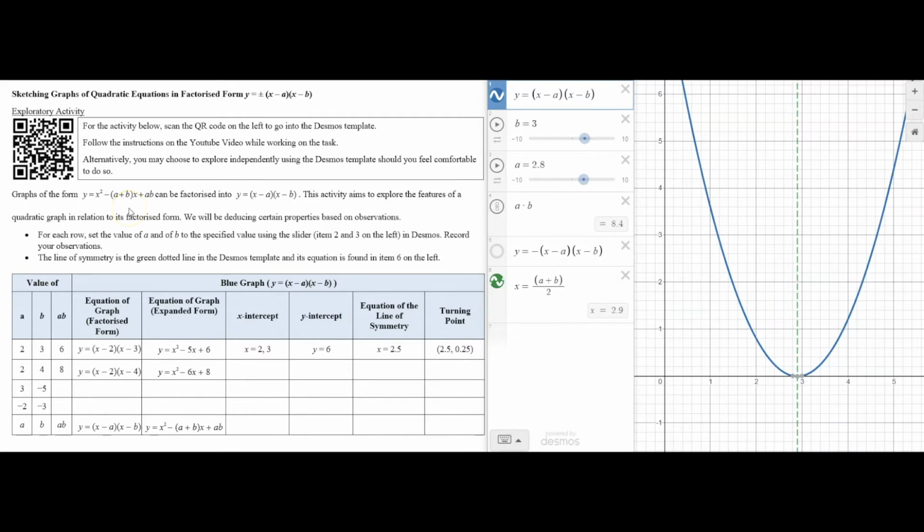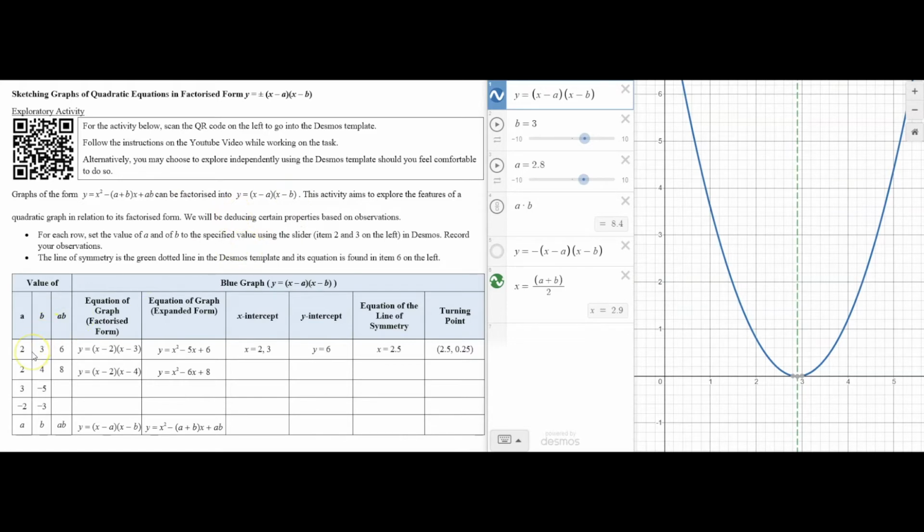Before we get started, I'd like to bring your attention to this equation over here. We are more familiar with the general form of y equals x squared plus bx plus c for the situation of a equals 1 where the coefficient of x squared is 1. Now what I'm trying to do here is to make a bit of connection with the factorized form, so don't worry so much about this. Focus more on the factorized form.